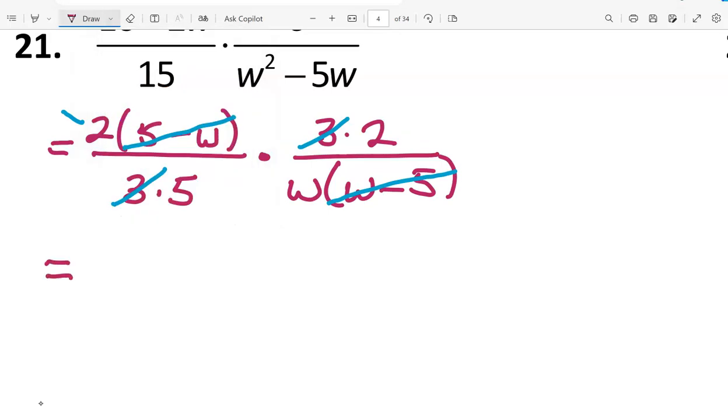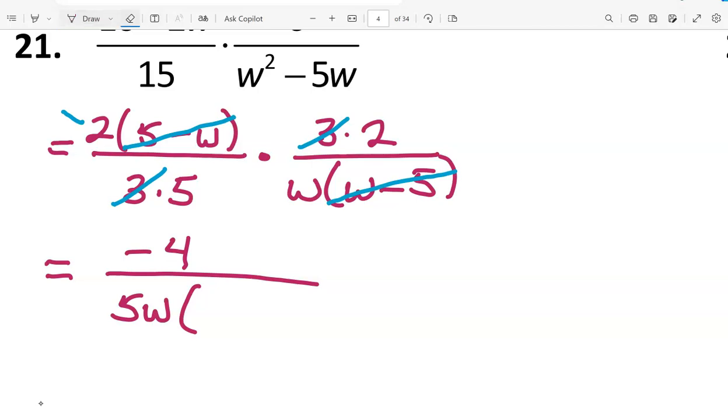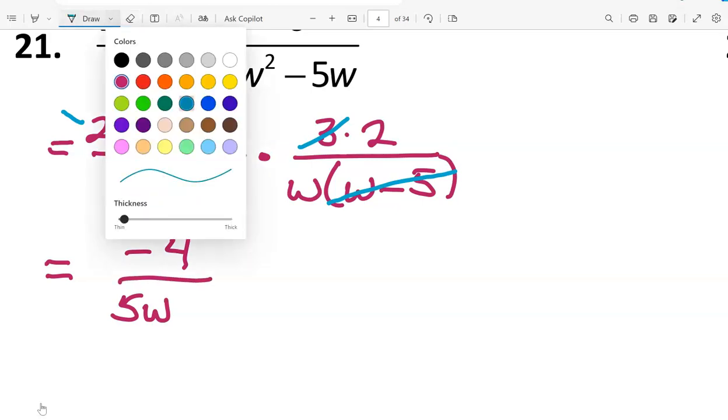So now collecting all the factors, we have negative 1 times 2 in the numerator is negative 2... in the numerator, negative 4. And in the denominator, monomial factors of 5w. And I thought we had another factor, but we don't. So the final answer is just negative 4 divided by 5w.